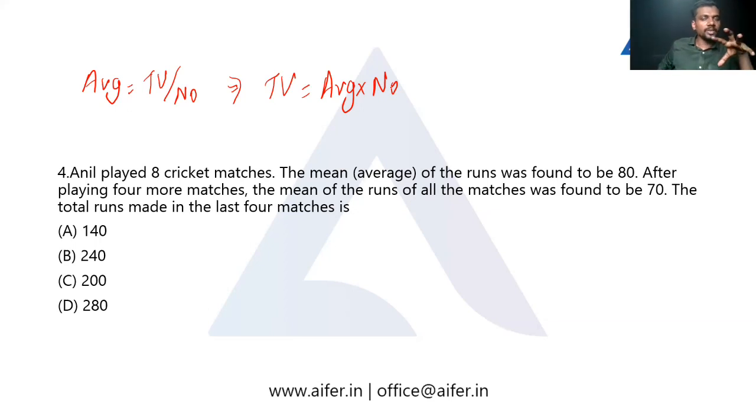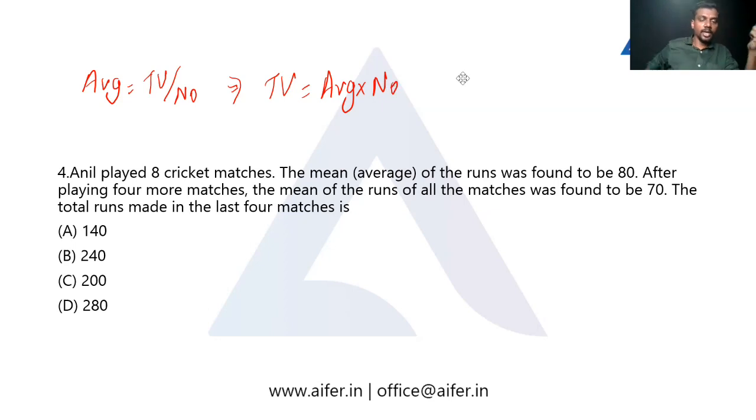In many questions, when they have given you the average or the number of matches, we'll be using the concept of total value. What do you mean by total value? Total value means the total cash present in 10 students, as we said in the initial introduction. Or if it is a cricket match and 8 matches are already over, total value is the total runs scored in those 8 matches.